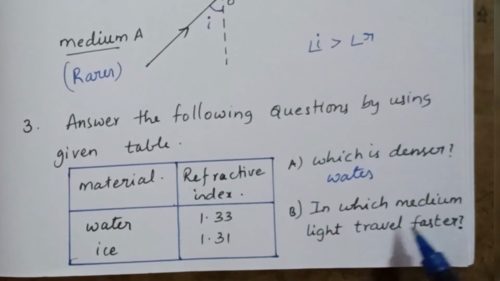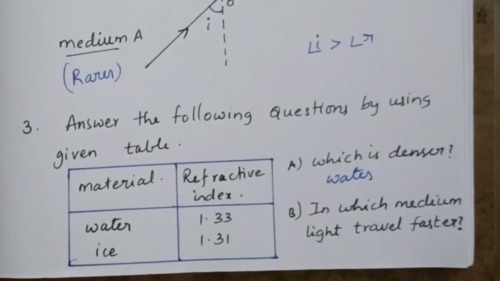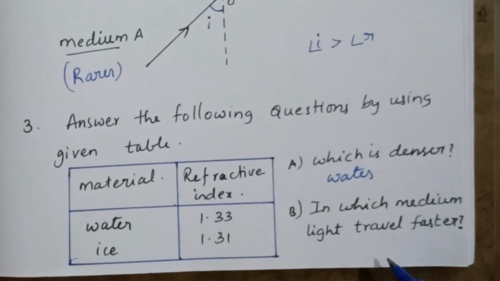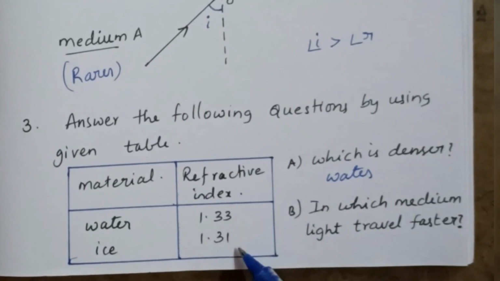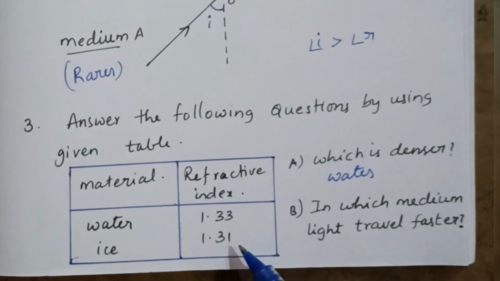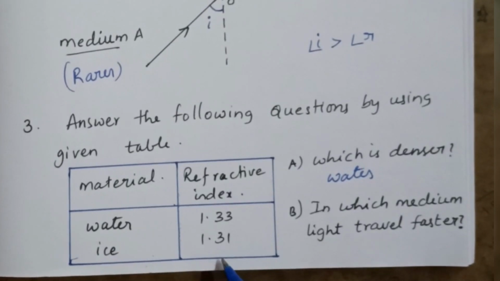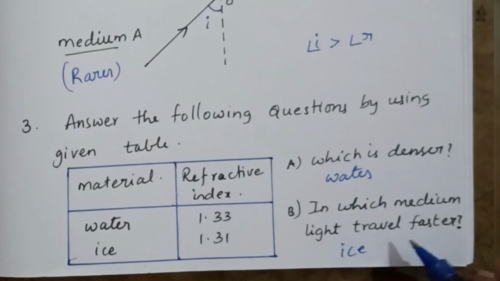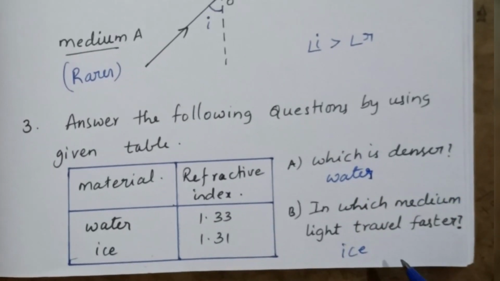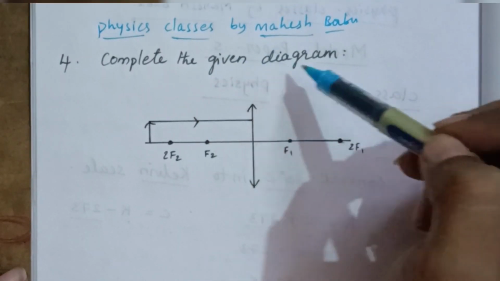Next, in which medium does light travel faster? Now here in the given refractive indexes, which has the lesser refractive index, in that medium the speed of light will be more. Now here ice has less refractive index, so in ice the speed of light is more. Okay. Next question, complete the given diagram.